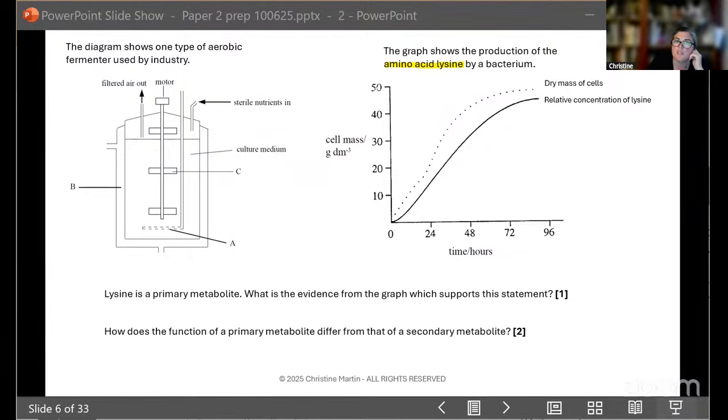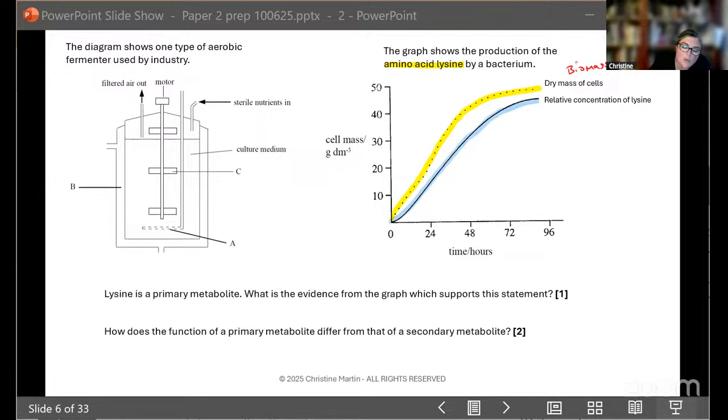Okay, moving on to this question and carrying on with it. We've got a graph that's showing the production of amino acids and the lysine. It's important we can see here that the dry mass of my cells is increasing. So the fact that the dry mass of my cells is increasing, we're basically talking about my biomass. So my biomass is increasing, and what we can also see in the graph is that the relative concentration of the lysine is also increasing.